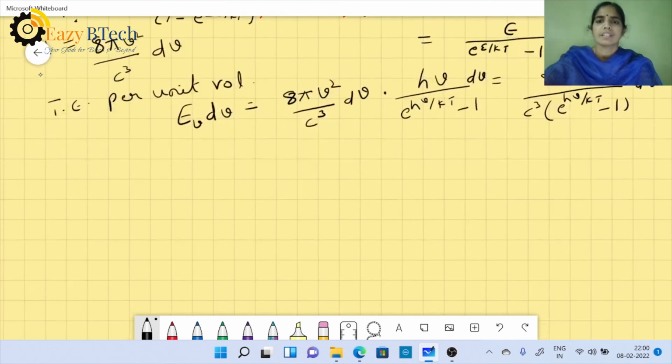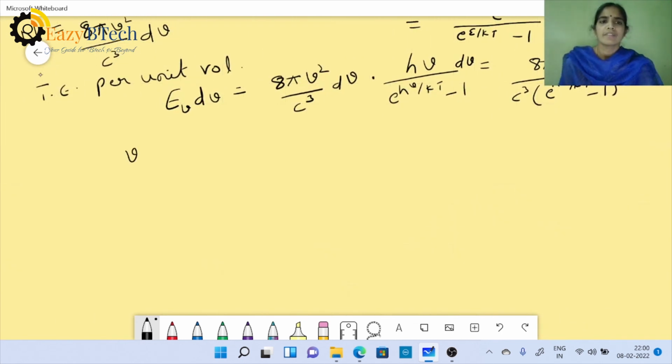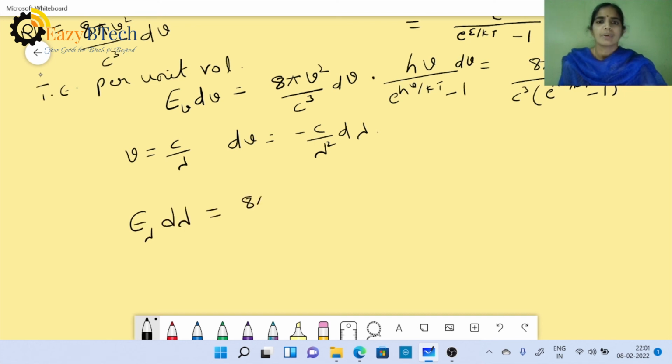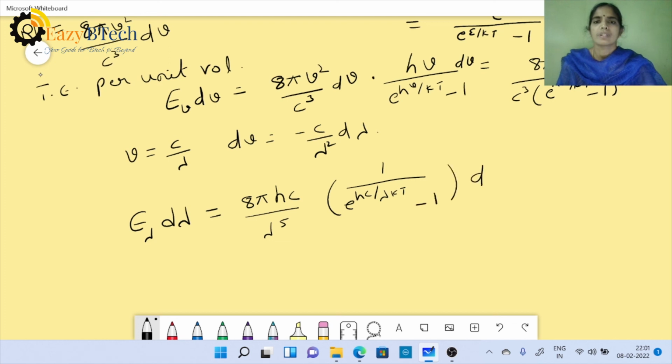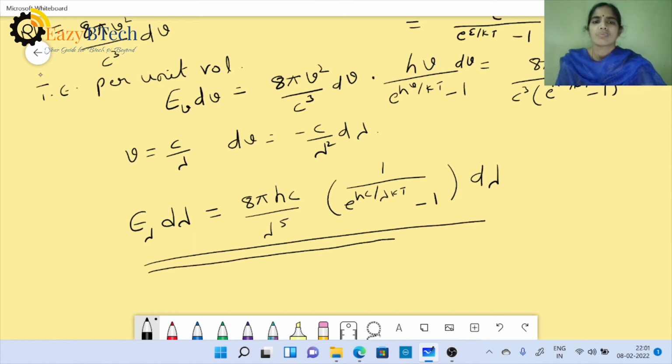This is in terms of frequency. If we want to have it in terms of wavelength, we will simply use mu is equal to c by lambda, or I can say d mu is equal to minus c by lambda square into d lambda. If I substitute that, we will have your final expression in terms of wavelength. So in terms of wavelength, this could be written as E lambda d lambda equal to 8 pi hc by lambda power 5 into 1 by exponential hc by lambda kt minus 1 into d lambda. This is the energy in the range lambda and lambda plus d lambda.